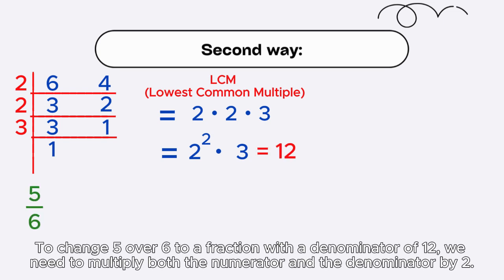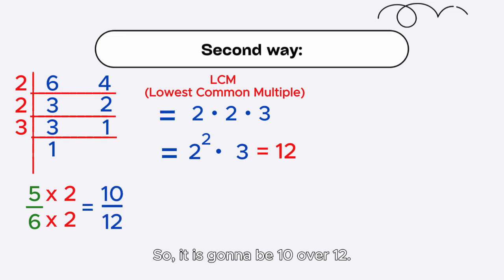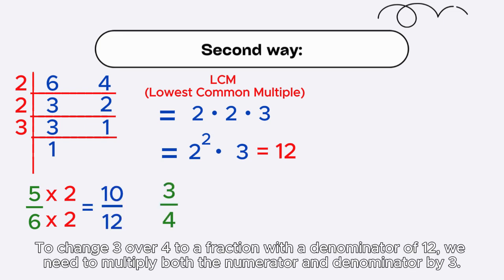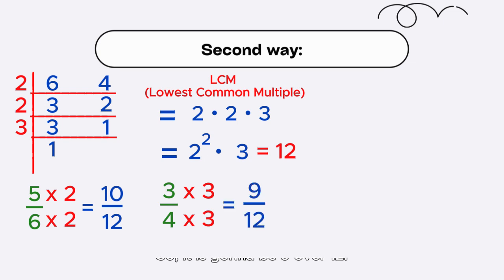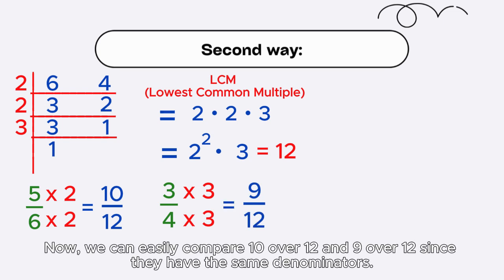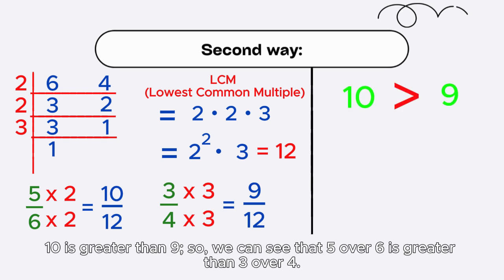To change 5/6 to a fraction with the denominator of 12, we need to multiply both the numerator and the denominator by 2. So it is going to be 10/12. To change 3/4 to a fraction with the denominator of 12, we need to multiply both the numerator and denominator by 3. So it is going to be 9/12. Now we can easily compare 10/12 and 9/12 since they have the same denominators. 10 is greater than 9, so we can see that 5/6 is greater than 3/4.